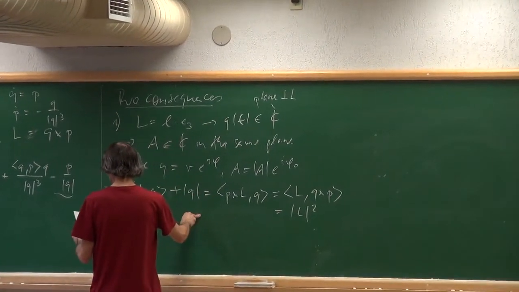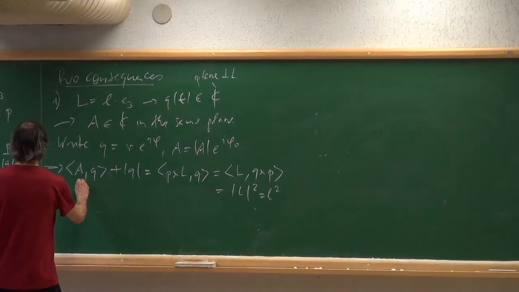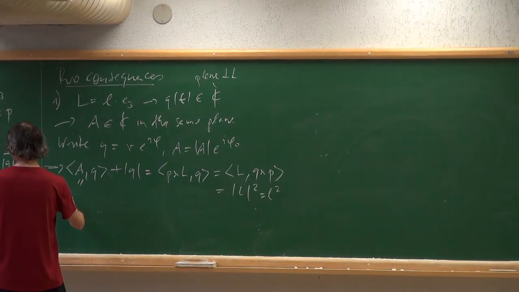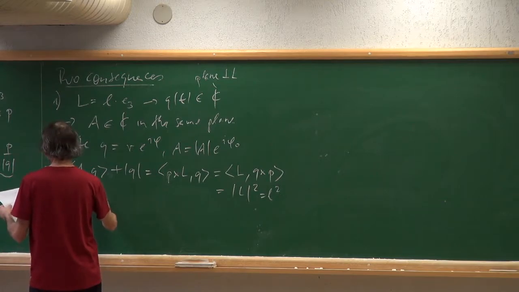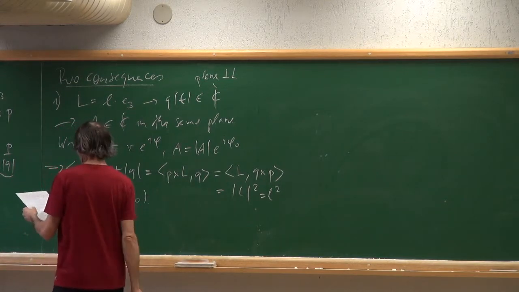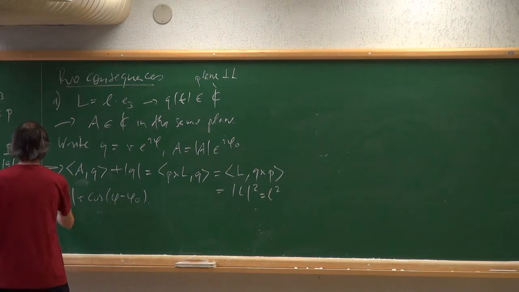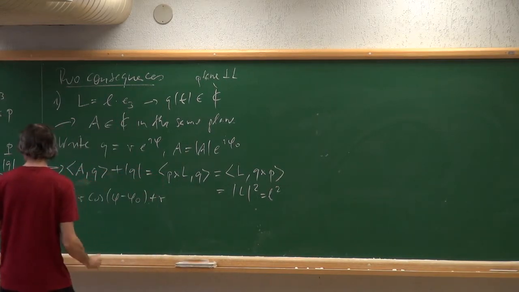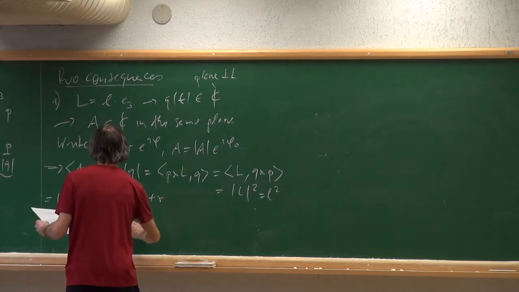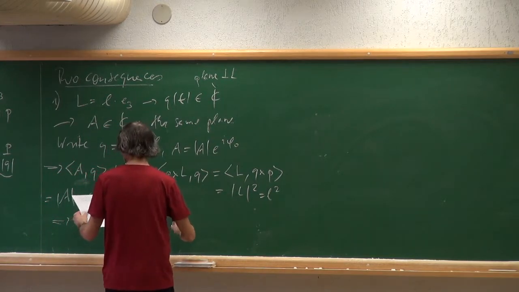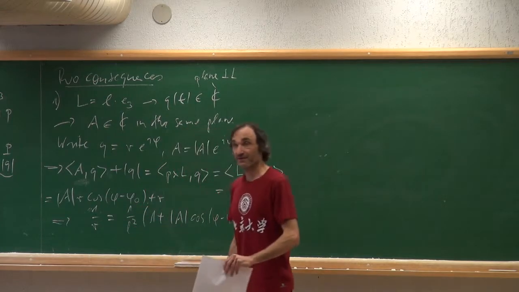Which is just little L squared. And this one we can write as norm of A, norm of Q, cosine phi minus phi 0. Oh, yes, exactly. So the left-hand side is this one plus another R here. And if we solve, we find that 1 over R is equal to 1 over L squared, 1 plus absolute value cosine phi minus phi 0. And this is again an ellipse.